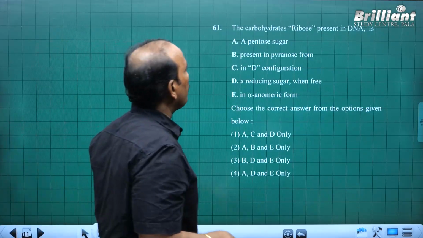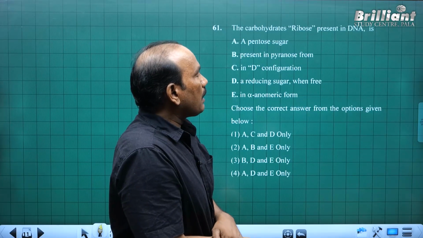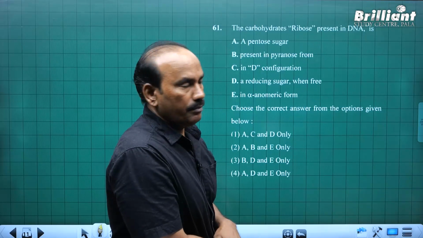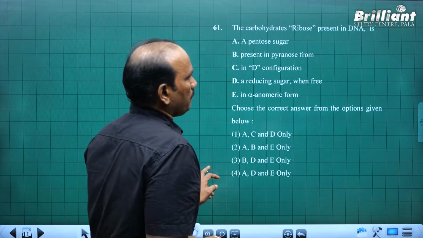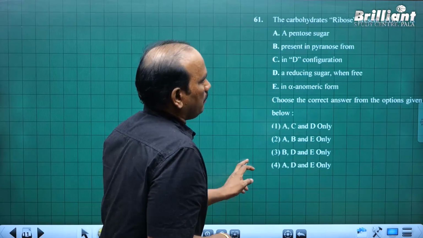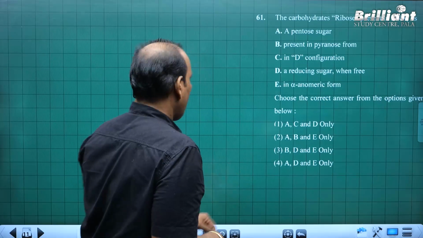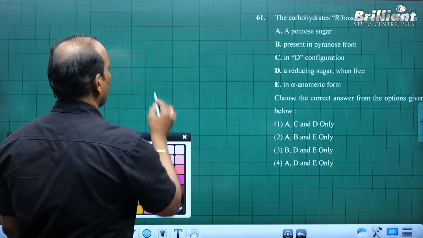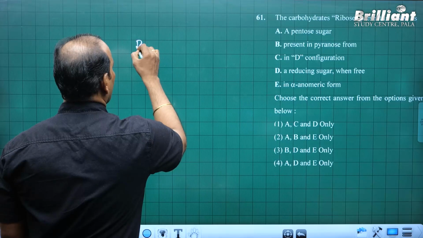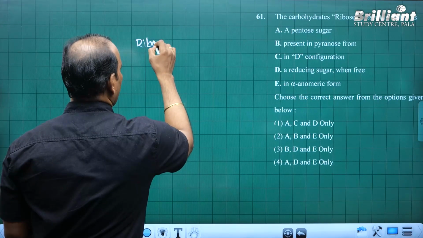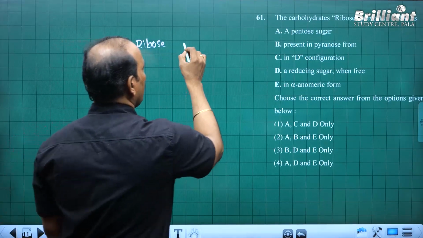Now, the carbohydrate ribose present in the DNA. What is the story of DNA? Oh, sorry, ribose. Here, ribose.